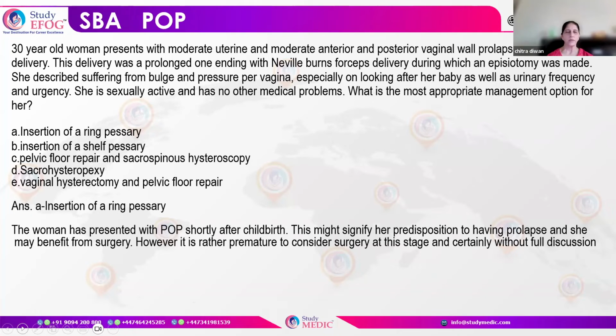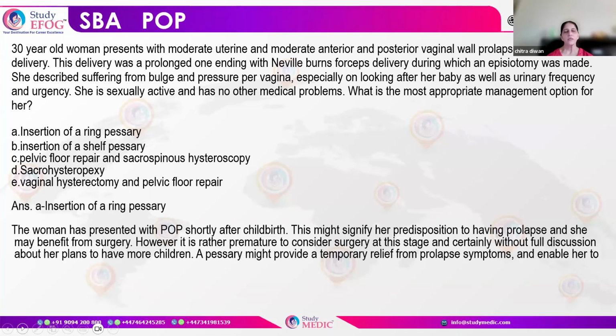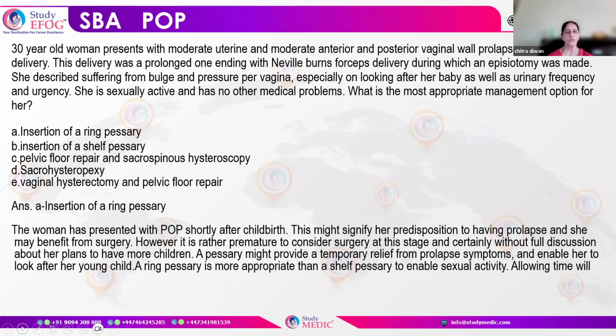And because she is young, first always offer conservative management. If that fails, only then you can offer her some type of surgical procedure. And also at the same time, you can offer her pelvic floor muscle training.